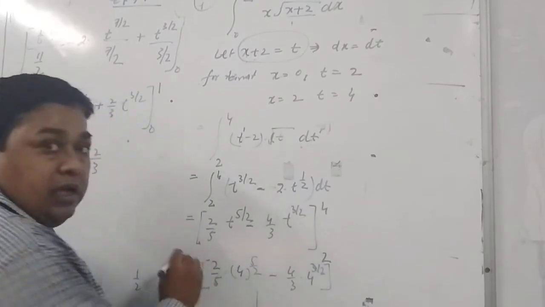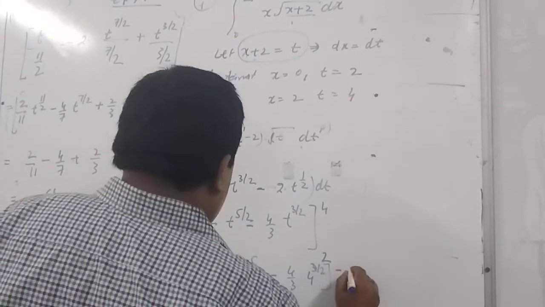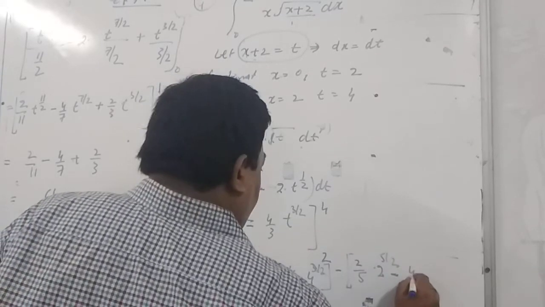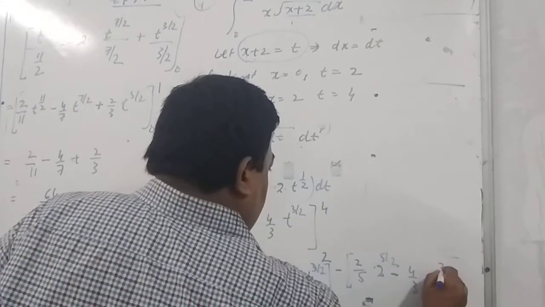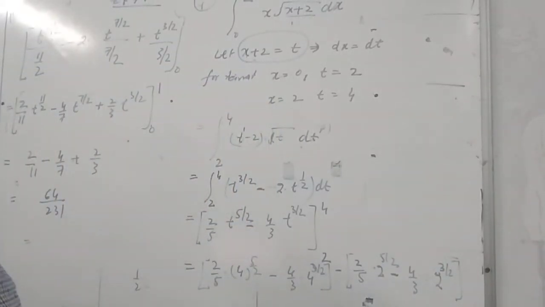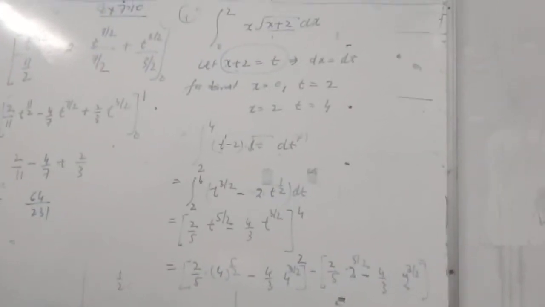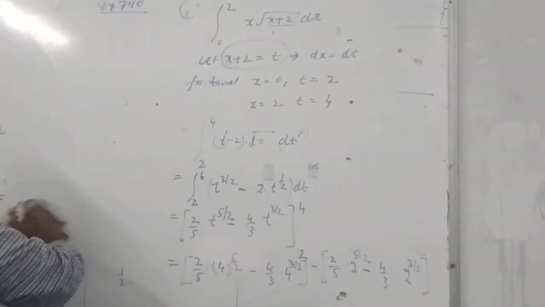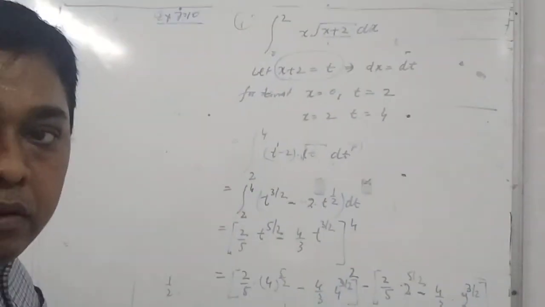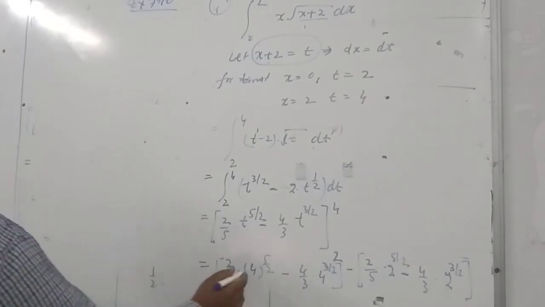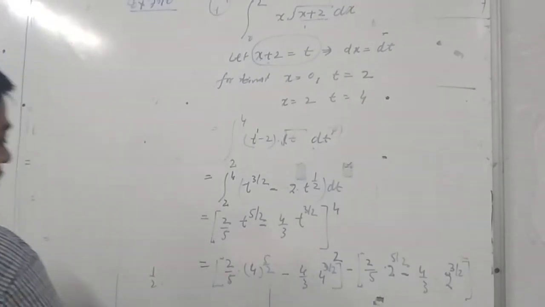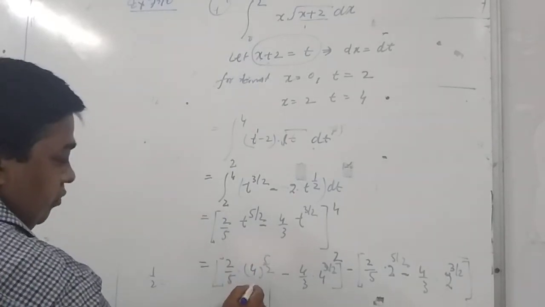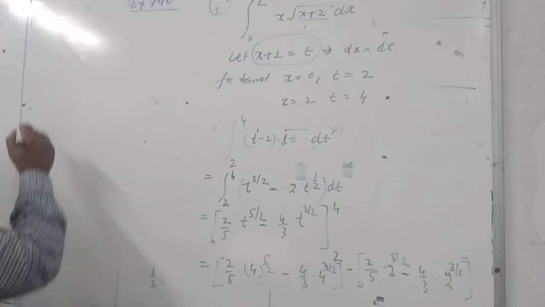This is the first part, the upper limit, and then minus the lower limit: 2/5 times 2 to the power 5/2 minus 4/3 times 2 to the power 3/2. Further calculation: 4 is 2 squared, so 2 to the power 5 is 32, and 32 into 2 is 64 by 5.